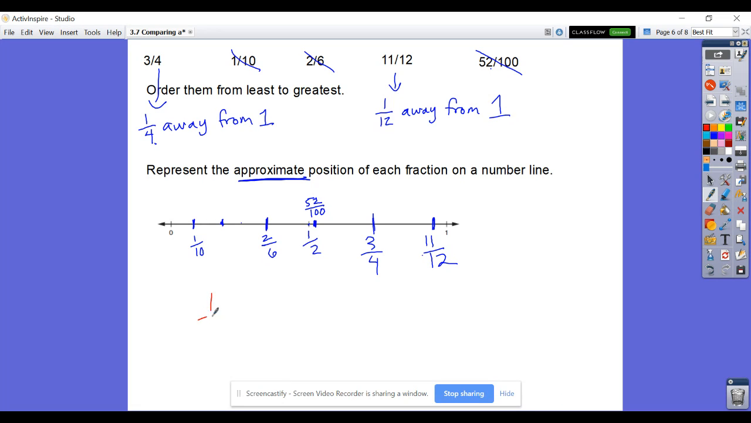Okay, and now that will help us order the numbers from least to greatest. I could just make my list. It was 1/10, then 2/6, then 1/2, then 3/4, and then 11/12. So you're going to get a lot of practice ordering fractions today. Don't forget your strategies, including common denominator, like we practiced in the first example, and benchmark fractions, which were really helpful to us on this number line.